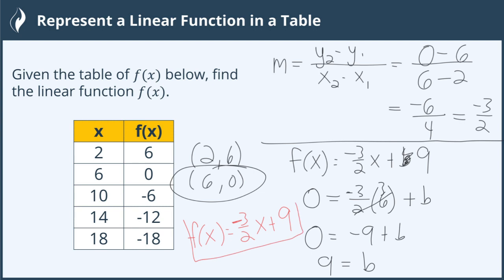And just notice that you can always double check that you've done this correctly by substituting any of the other x values in. So for example, if I plugged in 18 for the x, it should give me negative 18. And so 18 times negative 3 halves is negative 27. And then I do the plus 9, and I do get negative 18. Remember, you can use your calculator to double check these as well. You don't have to do everything by hand.